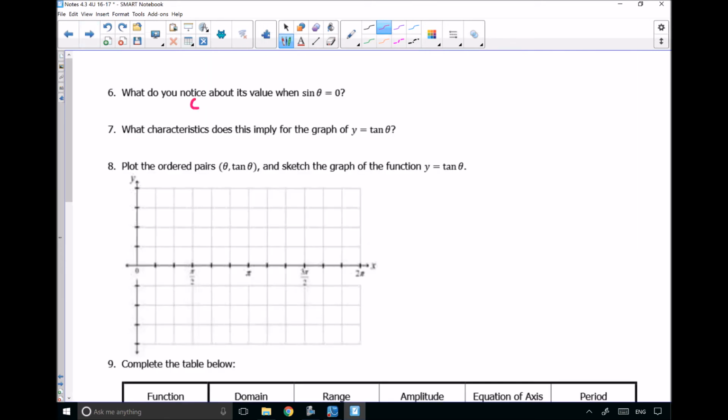Okay? So then question number 6 says, what do you notice about its value when sine of theta equals 0? Well, it will be 0 over some number, so I end up getting 0 when the sine of theta is 0.